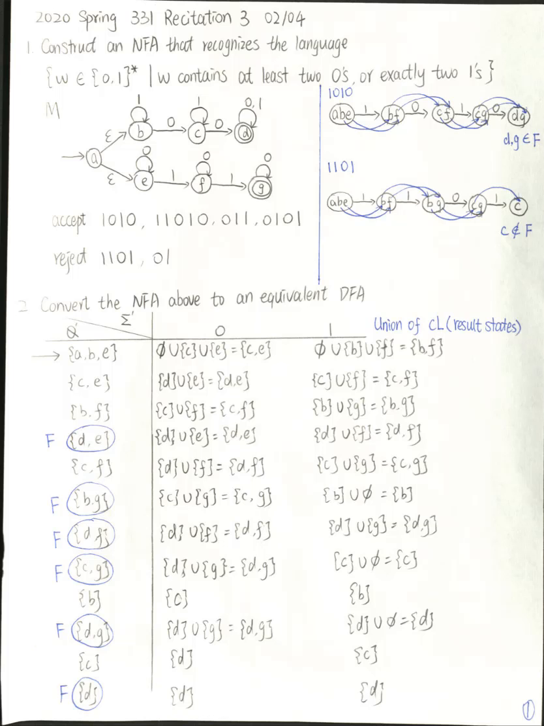First, let's consider the first property. W contains at least 2 zeros. To construct a machine satisfying this property, if I start from B, I need to read 2 zeros. So I read a 0, I go to C, meaning that I have read 1 single 0. That's not enough. So I read another 0 and go to D. That means I have read 2 zeros. Now the property is satisfied, so D should be an accept state.